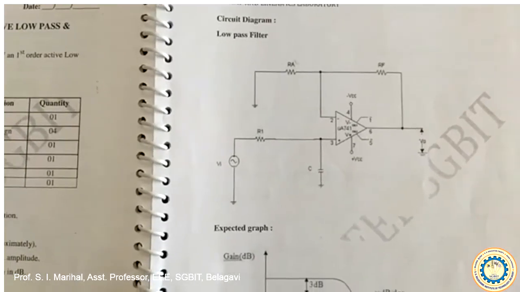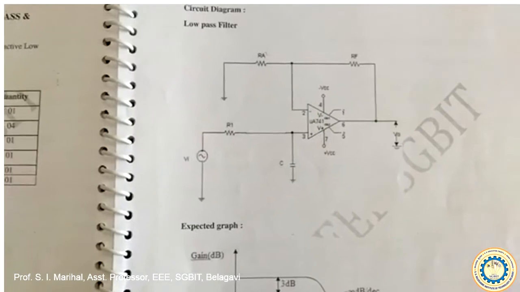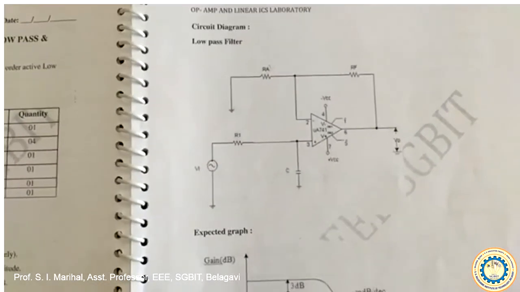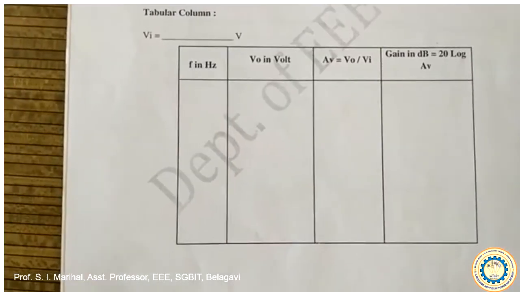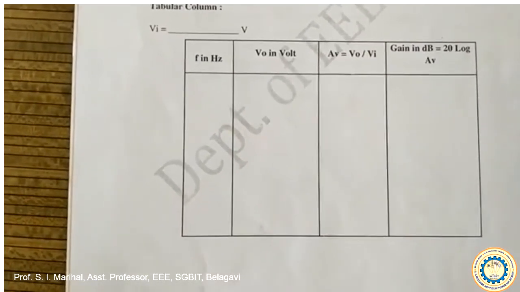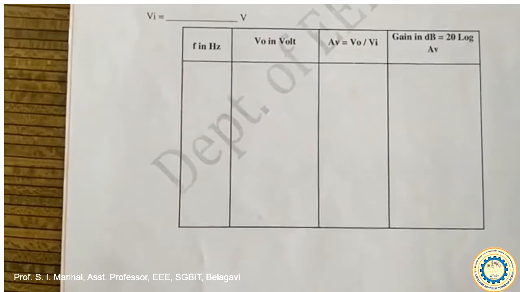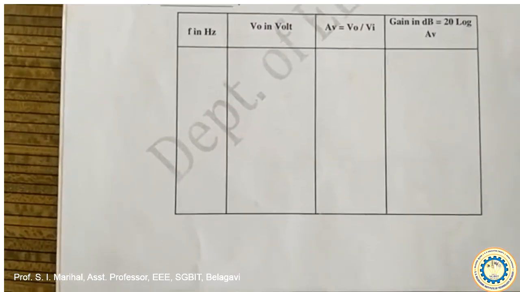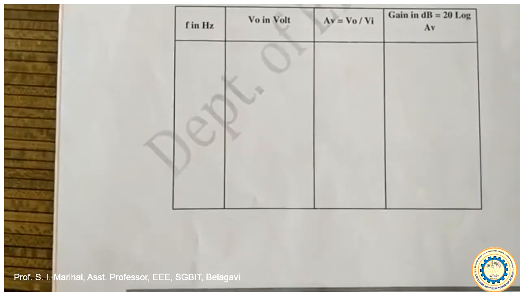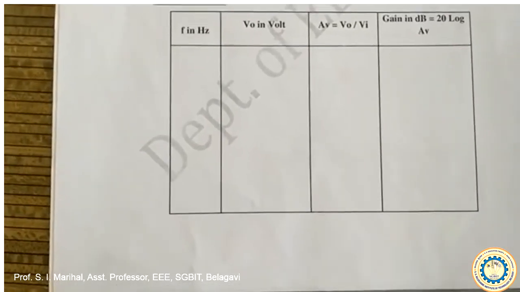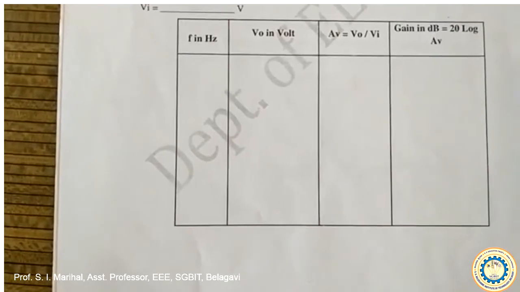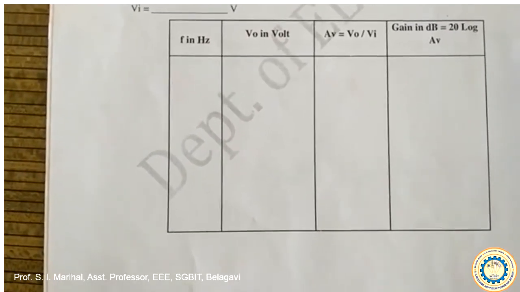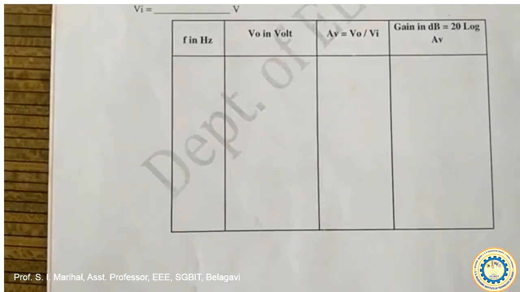Now this circuit is designed for a cutoff frequency of 1 kilohertz, and what we are supposed to do in this experiment is go on varying the frequency value, and for different frequencies, tabulate the output voltage we are getting. Once we get the output, we can find the gain as V0 by Vin, and the same gain we can represent in decibels as 20 log of the gain.